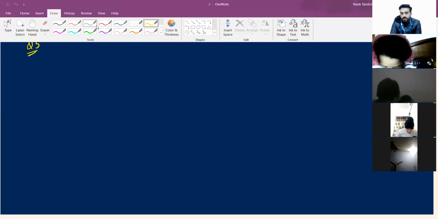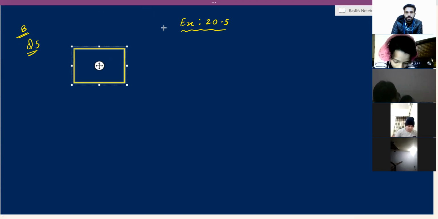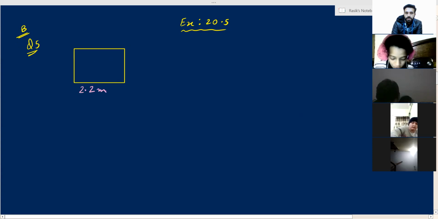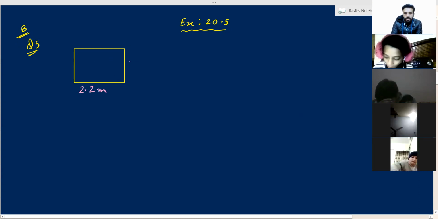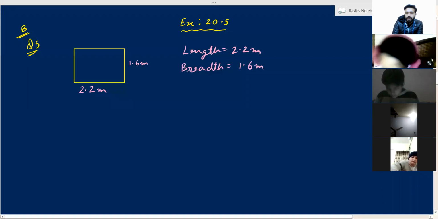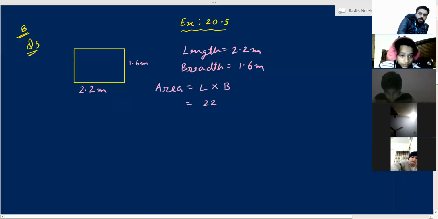So there is a window which is in the shape of a rectangle. Let this be the window. You don't have to draw the figure. It is not necessary to draw the figure. It is 2.2 meter long and 1.6 meter wide. That means length and breadth are given. Length is equal to 2.2 meters. Breadth of the window is 1.6 meter. We have to do two things. First, we have to find the area. Area is equal to L into B. That means 2.2 into 1.6.